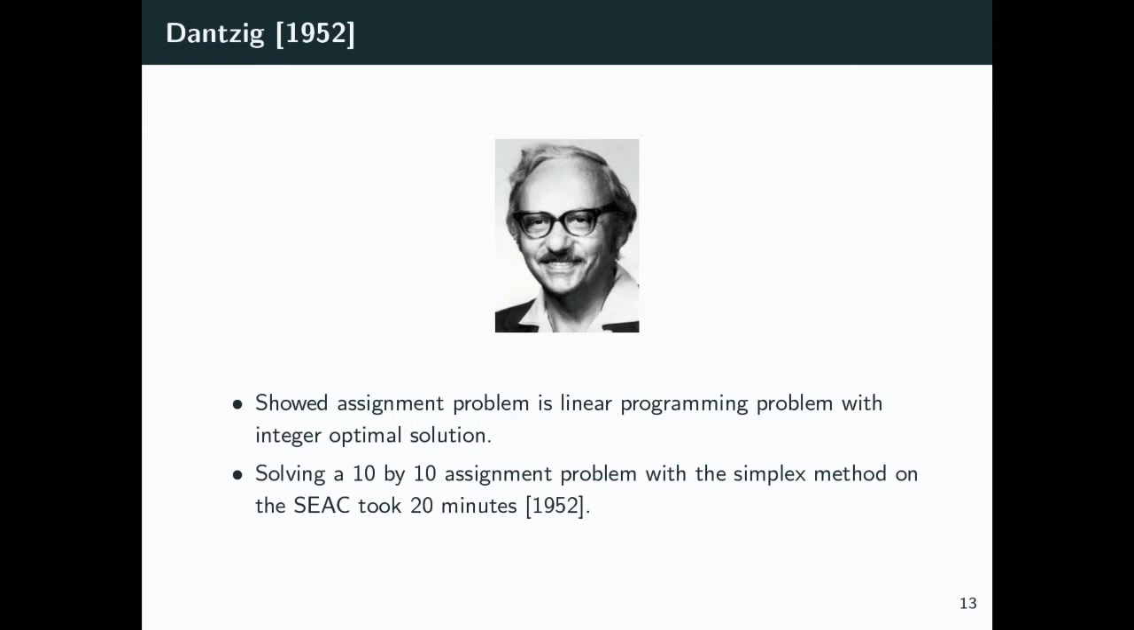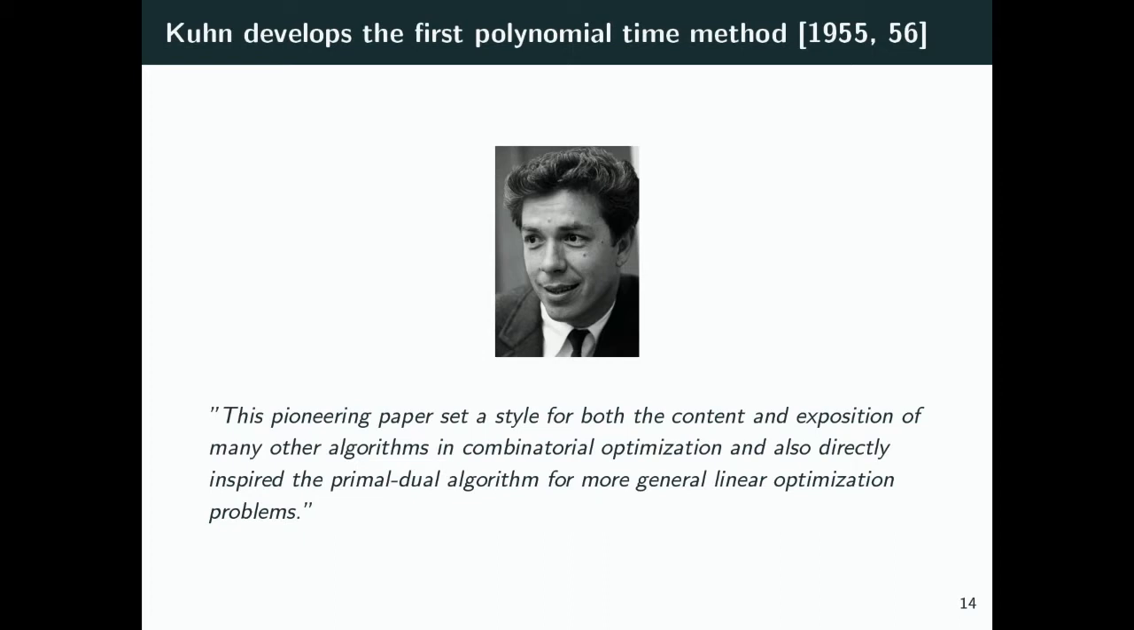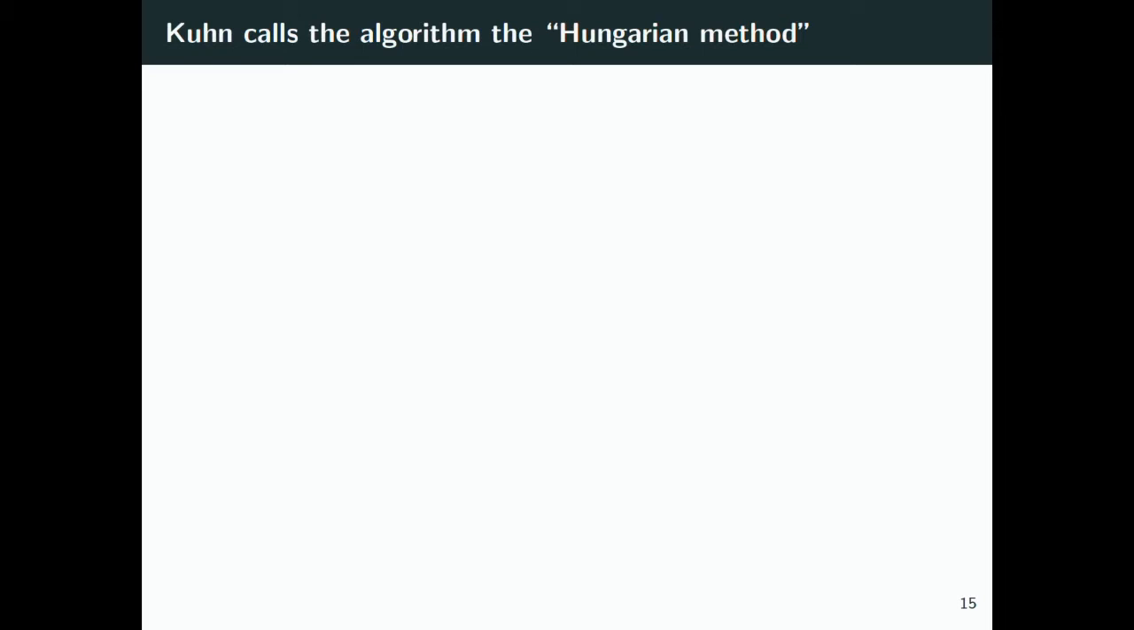So the big breakthrough came in the mid-50s when Harold Kuhn developed the first polynomial time algorithm. This was a really cornerstone paper, and this is actually a citation for the paper that came some 50 years later. But this paper and developments at this time in integer and linear programming were very important for the development of the whole field of combinatorial optimization and the development of primal-dual type algorithms. He called his algorithm the Hungarian method, even though he was American.